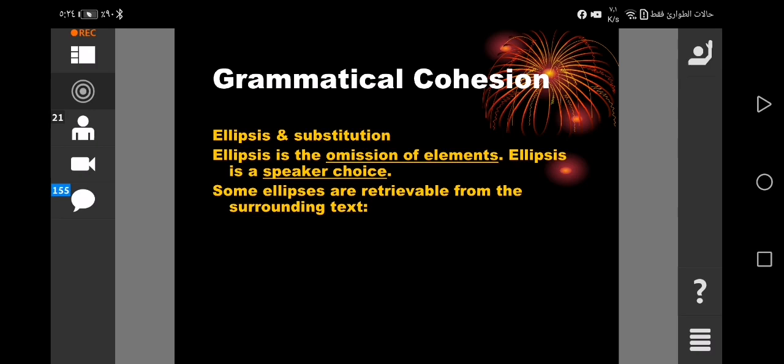Ellipsis is the speaker's choice, made independently, made pragmatically. Ellipsis is the speaker's choice that is made on a pragmatic basis of the situation. Ellipsis is not compulsory. In fact, ellipses are retrievable verbatim from the surrounding text.